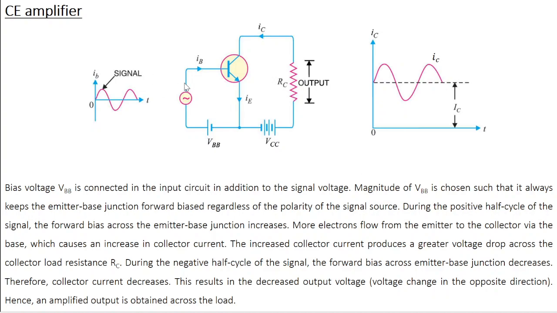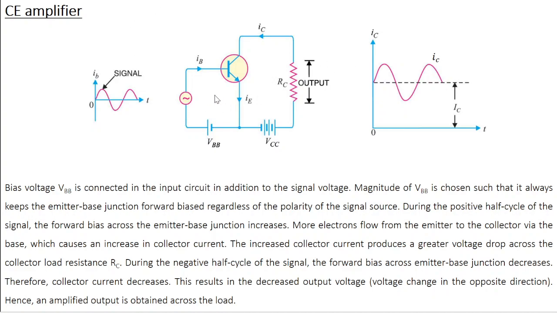So, as we already know, here the emitter is common between the input and output. On the input side, the emitter base junction is forward biased with bias voltage VBB, and the base collector junction is reverse biased with bias voltage VCC. So here the input current is the base current IB and output current is the collector current IC, and the current amplification factor beta is given by IC by IB. Typically the value of beta is very high.